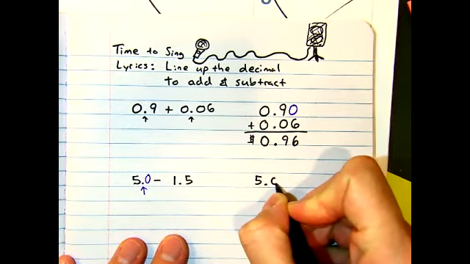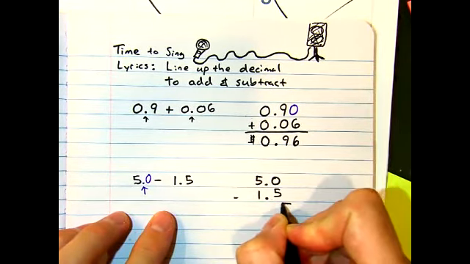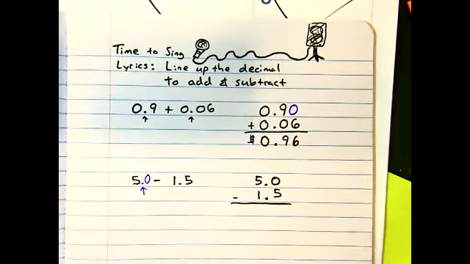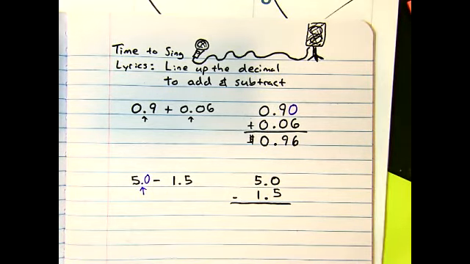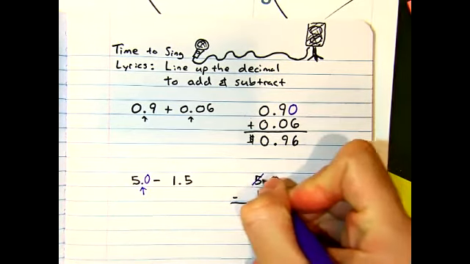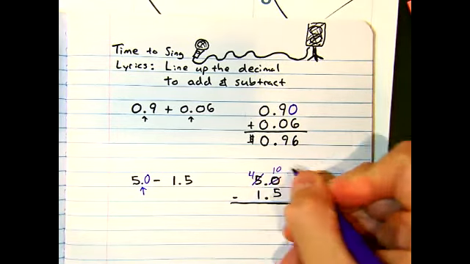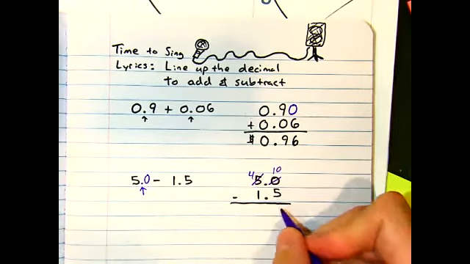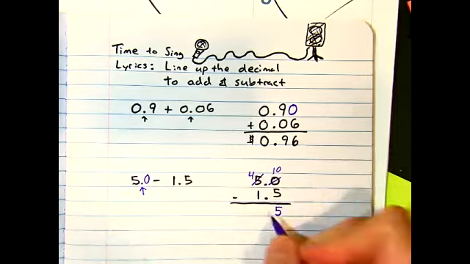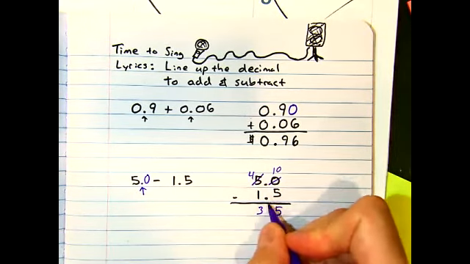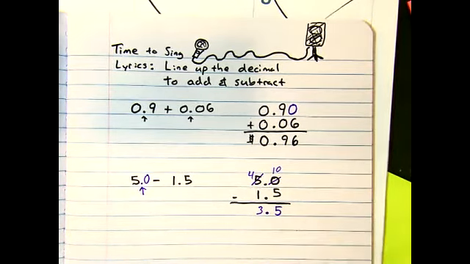5 and 0/10 minus 1 and 5/10. Here's a problem. 5, can I take 5 from 0? I cannot. So I'm going to have to borrow. 5 becomes a 4. 0 becomes a what? 10. 10 minus 5, 5. 4 minus 1, 3. Don't forget about your decimal. So our answer, 3 and 5/10.